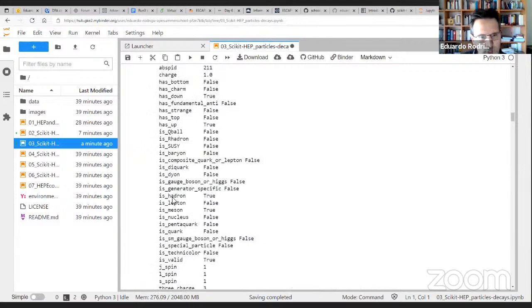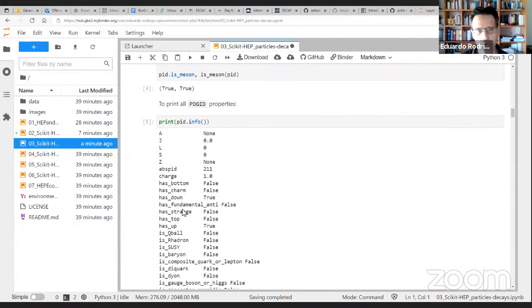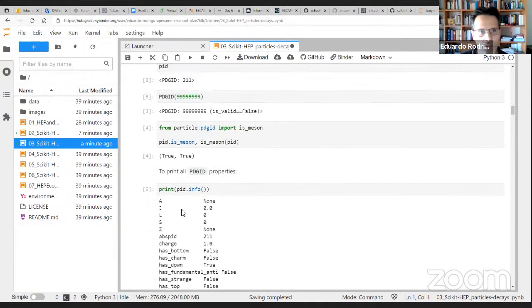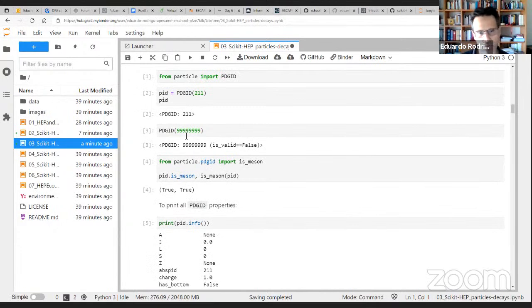You can even ask whether it's a lepton, a meson, a pentaquark, a nucleus, a quark, you name it. So all of this information is actually encoded into this integer, and that's why if you start putting random numbers there, you will find something at some point that doesn't make sense. Of course, for the pion, this is a meson. So whether you take the standalone function or you query the property, it will tell you it's a meson.